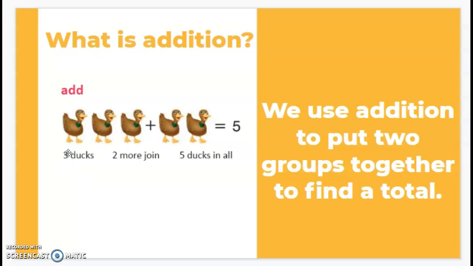So for example, there's 3 ducks in this one group. 2 more ducks join. So we have 2 groups that we need to put together to find a total. The way that we find a total is adding everything together by counting. So let's count the ducks. 1, 2, 3, 4, 5. There are 5 ducks all together.